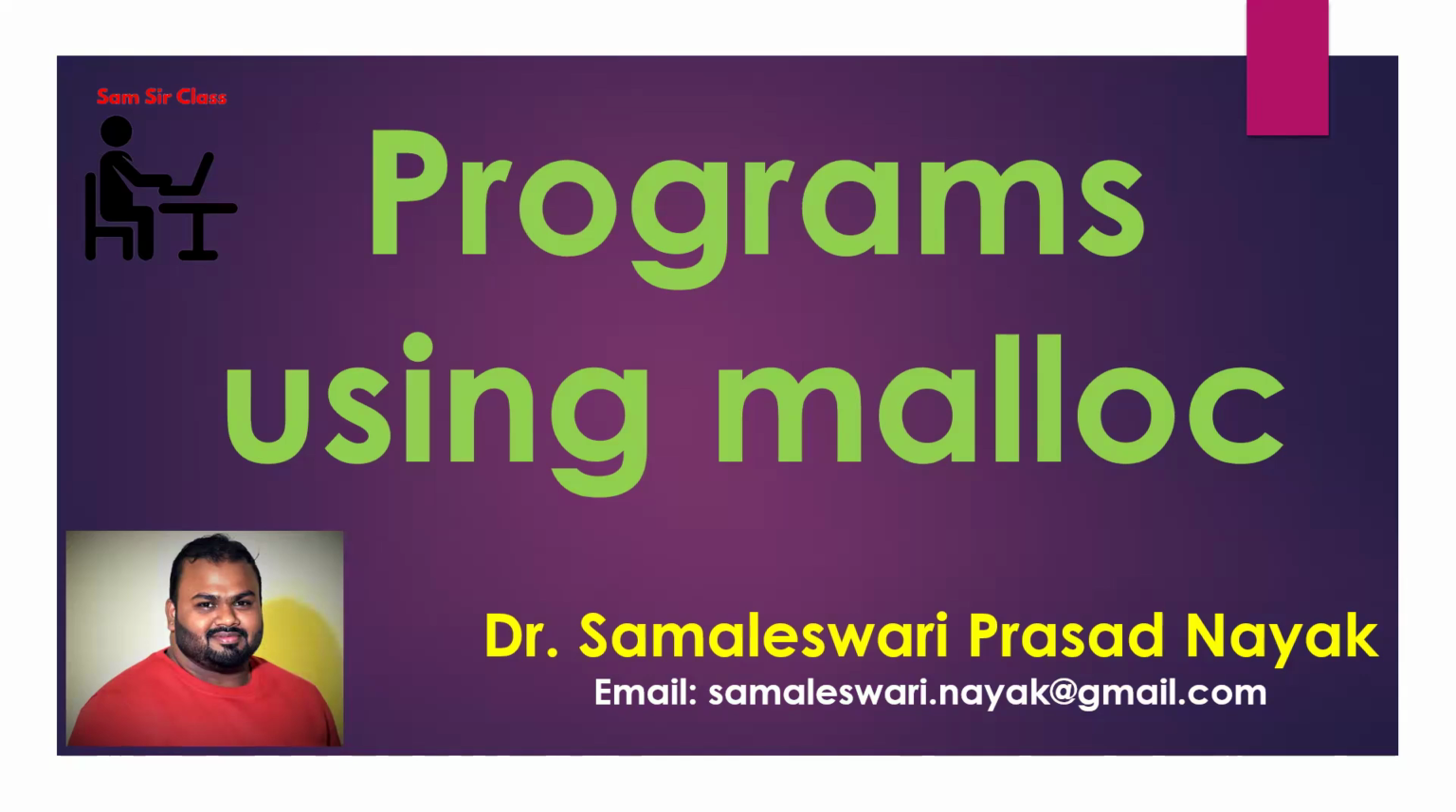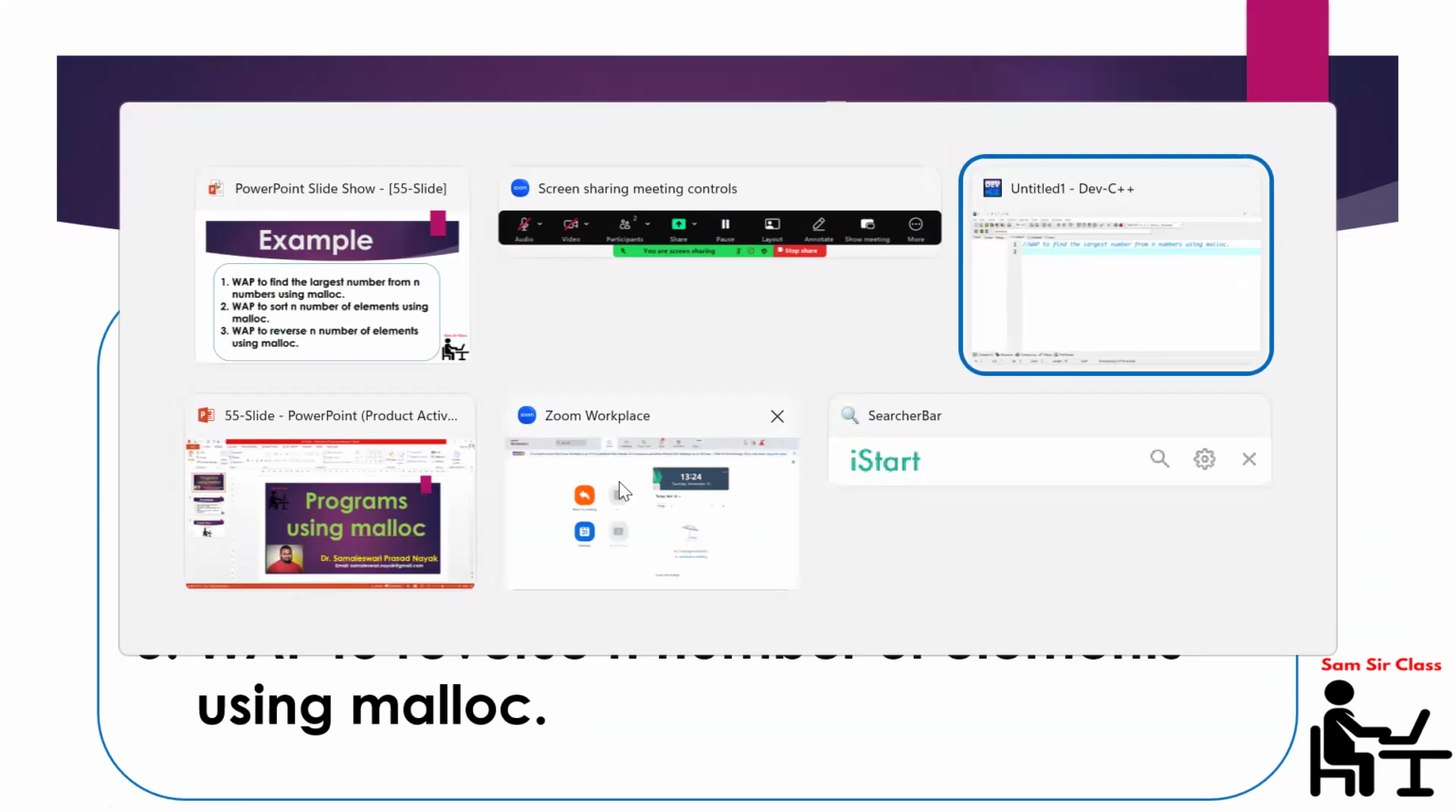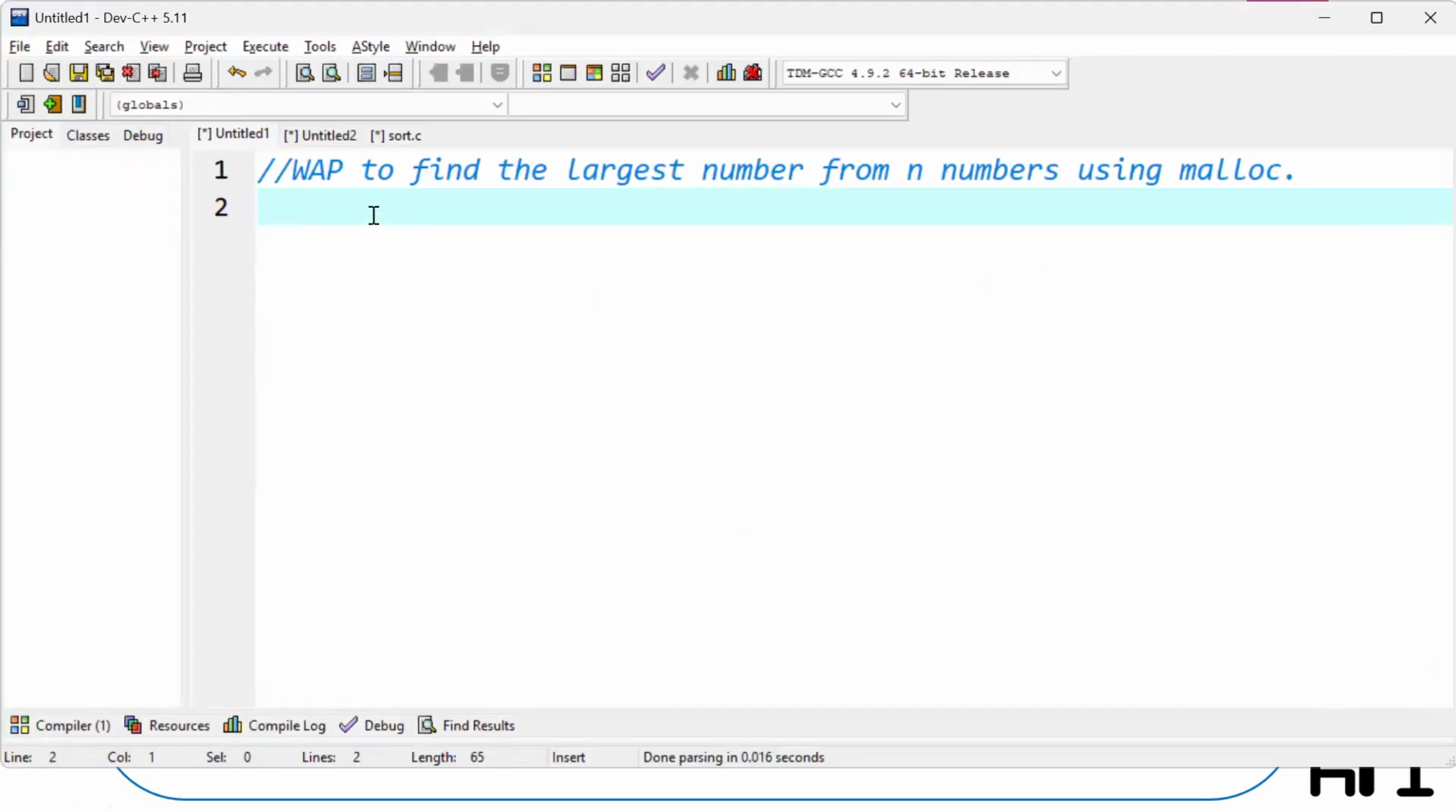In the previous video, we have learned what is the use of malloc. Now in this video, we'll use the concept of malloc and we will write some examples so that your concept will be much more clearer. So what we'll do actually, we'll write down the programs which is listed here. We'll find the largest number from n number of elements using malloc. These programs already we have written by using array. Now how to rewrite the same program by using malloc?